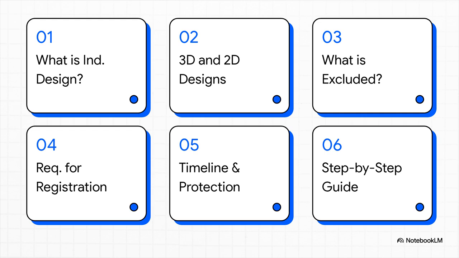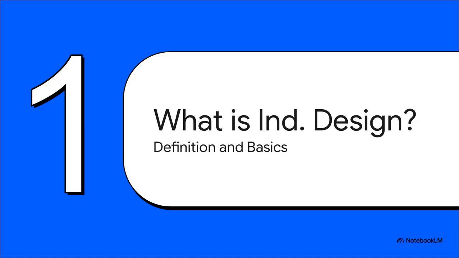1. What is industrial design? 2. Three-dimensional and two-dimensional. 3. What is excluded? 4. Requirements for registration. 5. Deadlines and legal protection. And 6. A step-by-step guide. Let's dive right into Section 1.